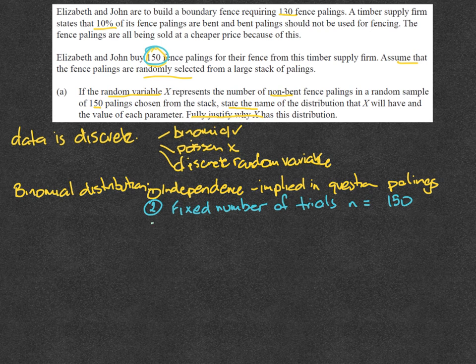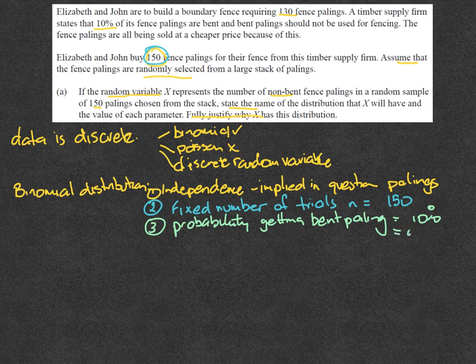The probability is constant. So the probability of getting a bent paling is equal to 10%, which equals 0.1, of course. So obviously a non-bent paling would be equal to 0.9. And the thing is that it's that probability, you should probably also put in there, is that it's constant.